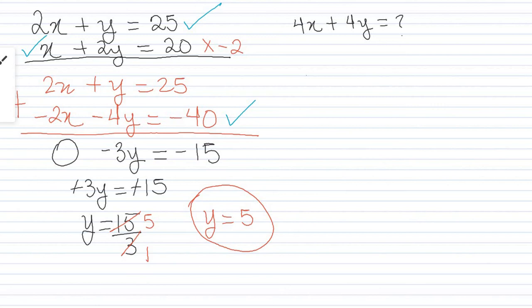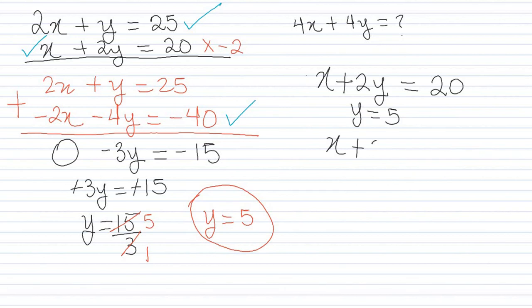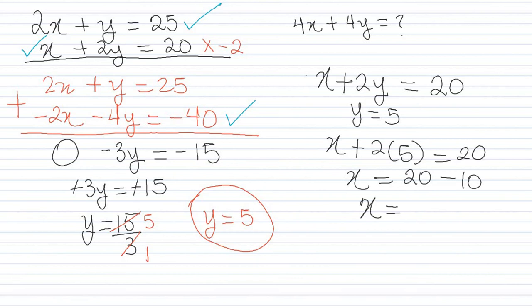So we have x plus 2y, that's the one I want to pick, equals 20, and we know that y equals 5, so that would be x plus 2 times 5 equals 20. 2 times 5 is 10, and I want to isolate x, so that would be x equals 20 minus 10, that is 10. So the value of y is 5 and the value of x is 10.